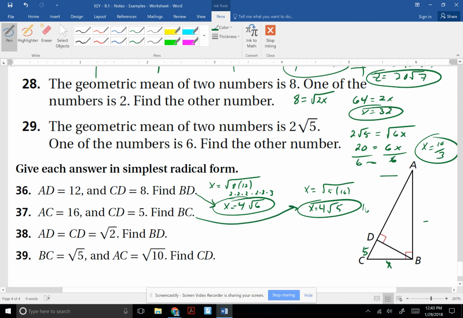All right, and then AD and CD are both radical 2. Okay, so we want to find BD, so x is BD. It's going to be the geometric mean of radical 2 times radical 2, which is radical 2 squared, which is just 2. So x equals radical 2.